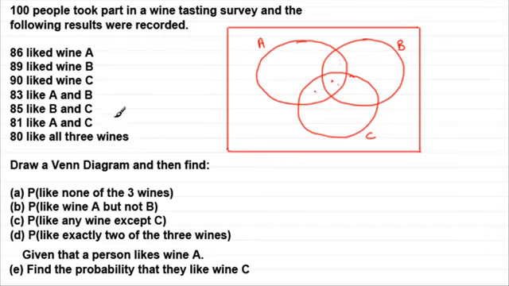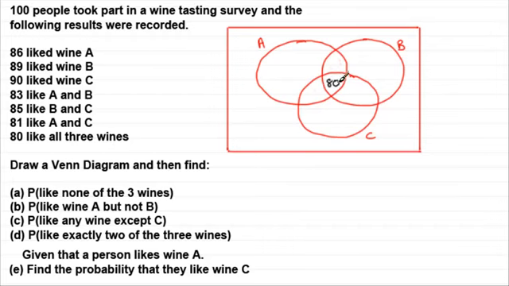So, where do we start? Well, we go right to the end here. 80 like all three wines. That means that value in the middle is the 80. And so often with these kind of questions, you normally find that the number that you can insert tends to be at the end rather than at the beginning. So, in this particular problem, what we need to do is just stick 80 then in the middle there.